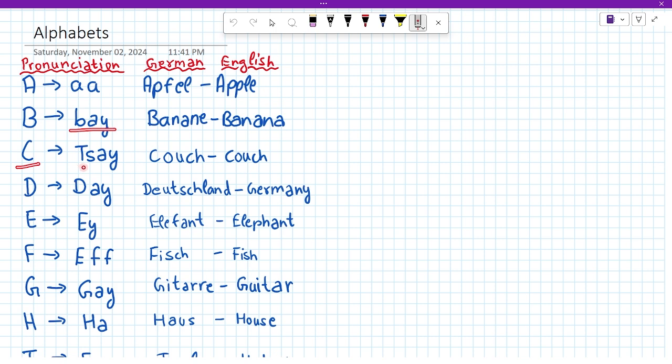C is pronounced "tsay". It's not just "say", but rather half of a T is pronounced and then you combine it with "say". You just touch your tongue to the teeth to speak half of the T and say. For D, we say day. For E, we say A. Yeah, it's different. E is pronounced just as we pronounce A in English.